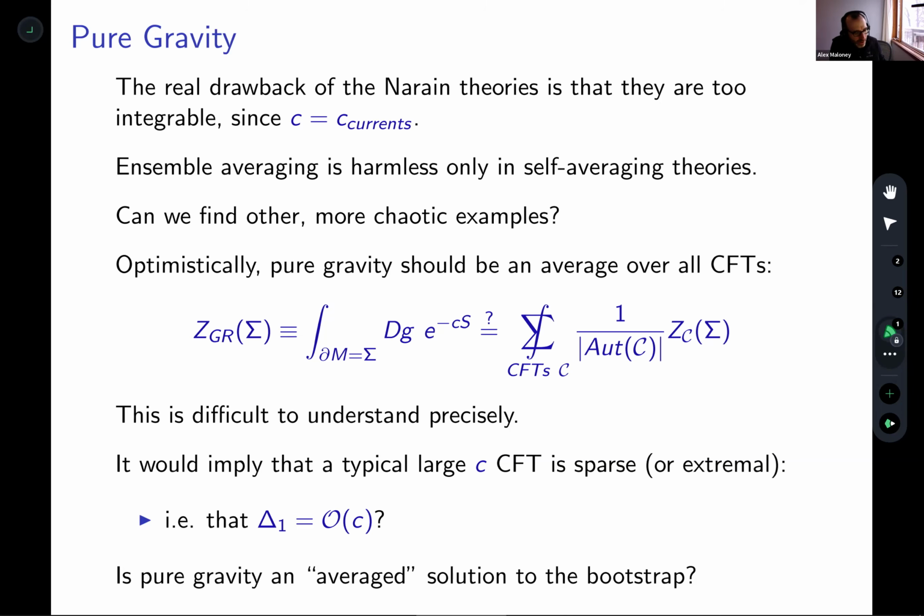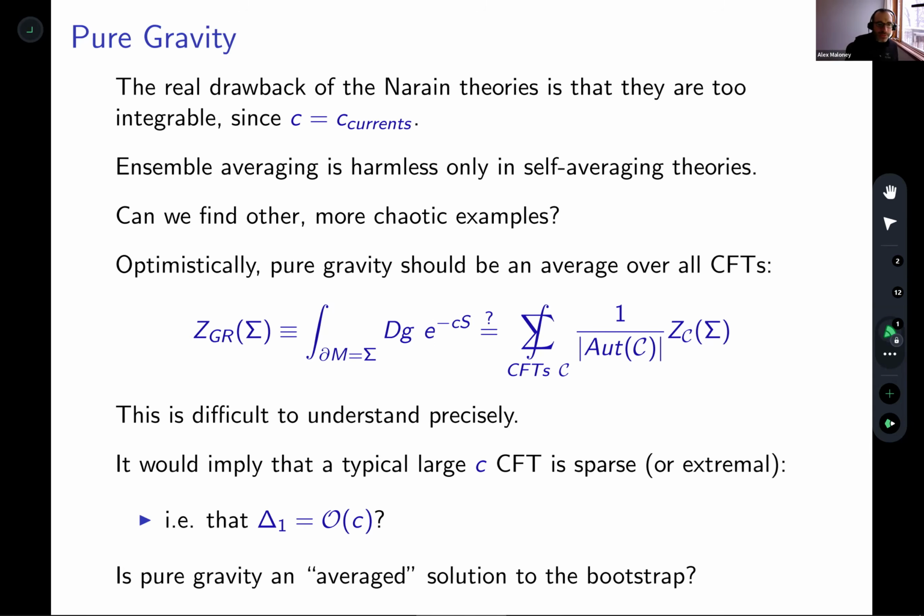In 2D CFT language, a theory with central charge less than the number of currents is a rational theory with a finite number of primary states. A theory with a central charge bigger than the number of currents is a genuinely chaotic theory with an exponentially growing number of primary states, according to Cardy's formula. These Narain theories I think of as perched at the edge between integrable and chaotic, in the sense that they have a central charge equal to the number of currents. So you have an infinite number of primary operators in the theory, but the density of states grows polynomially instead of exponentially. What we really want are more chaotic examples.